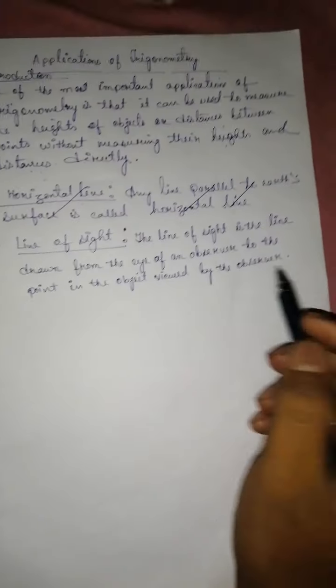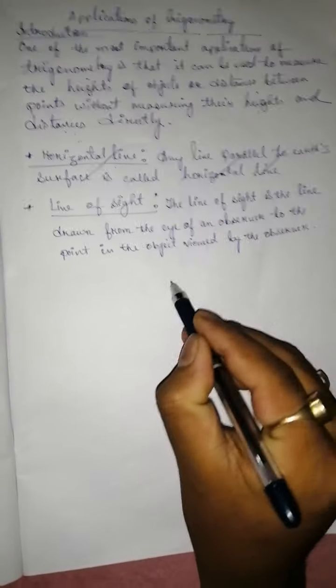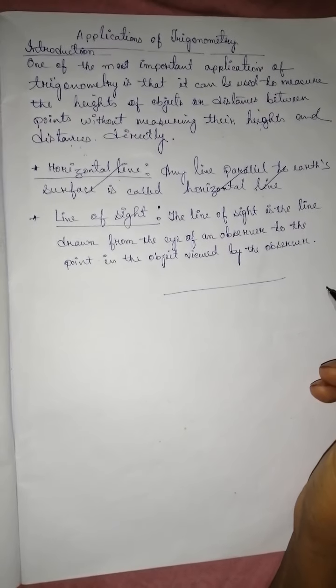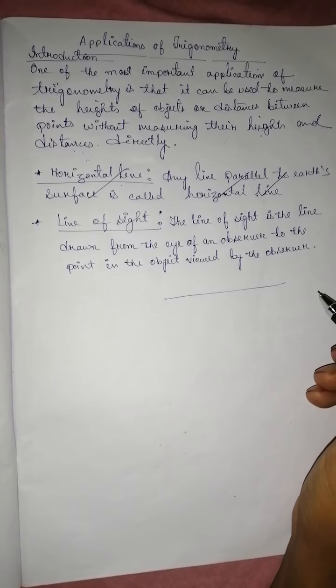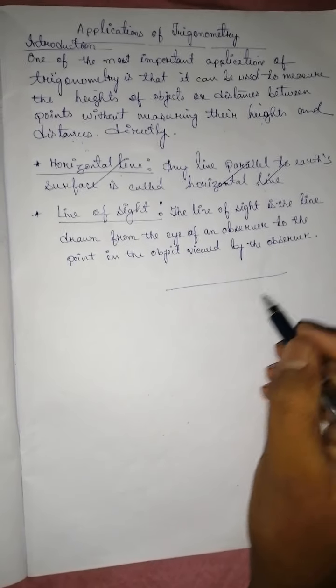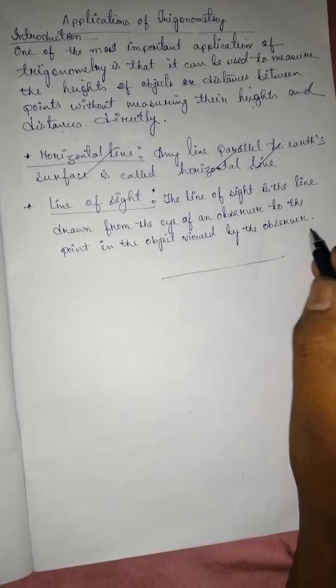Horizontal line: any line parallel to the earth surface is called a horizontal line. Vertical line: any line perpendicular to the earth surface is the vertical line.